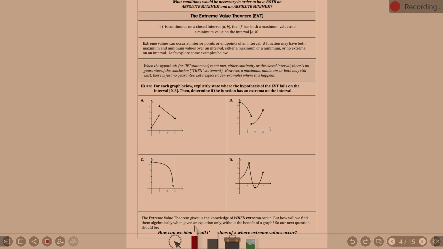So what conditions would be necessary in order to have both an absolute max and an absolute minimum? Here we're going to talk about EVT, which is the extreme value theorem. Let's get through the words. If f is continuous on a closed interval a to b, then f has both a maximum value and a minimum value on the interval.